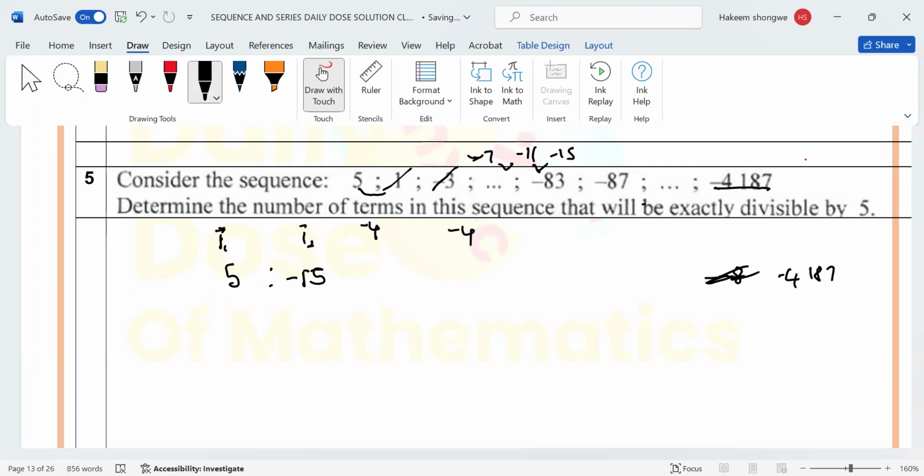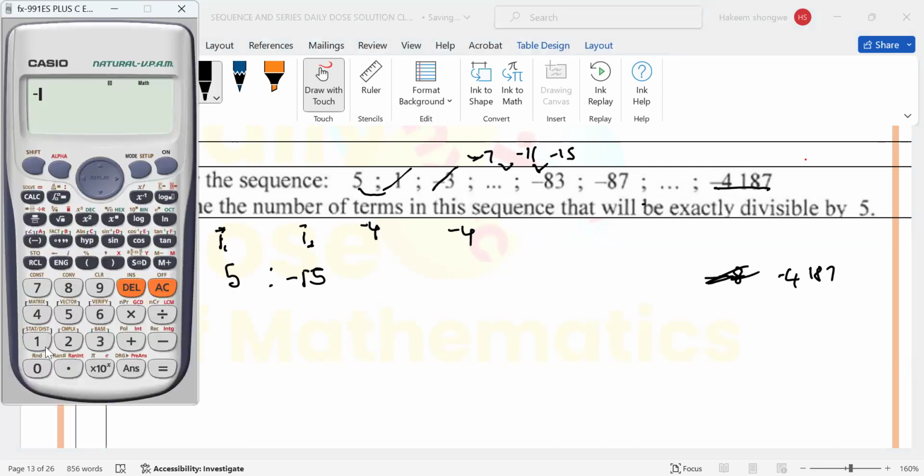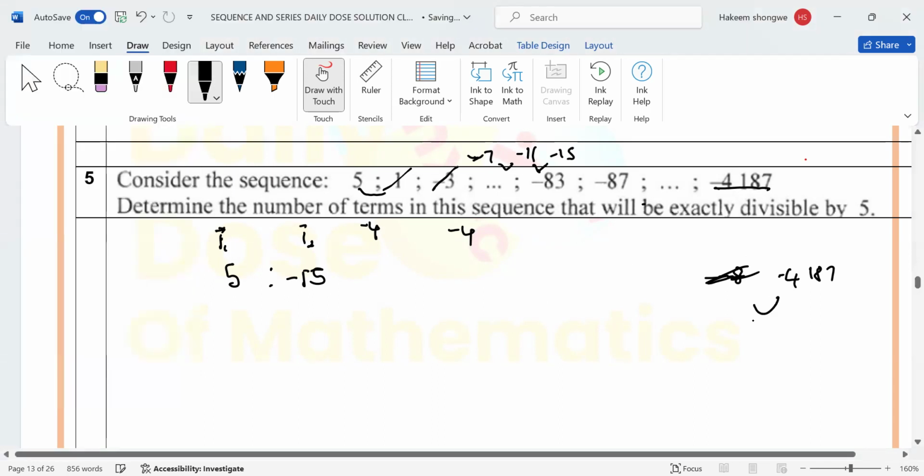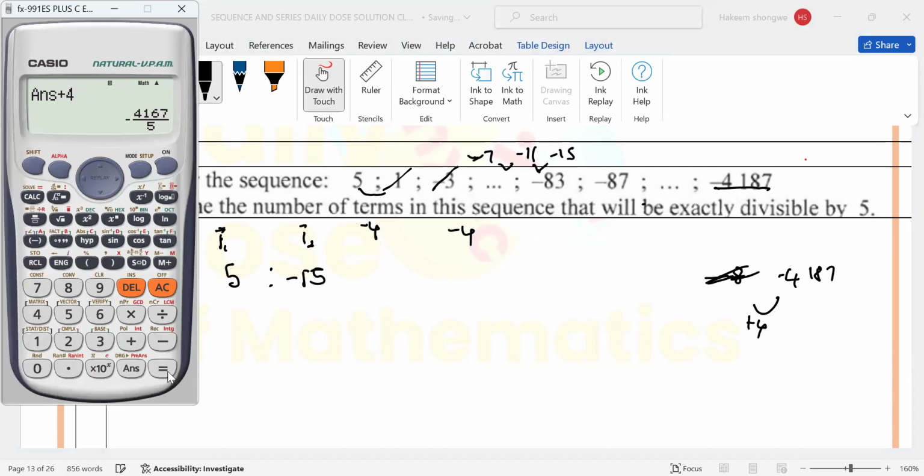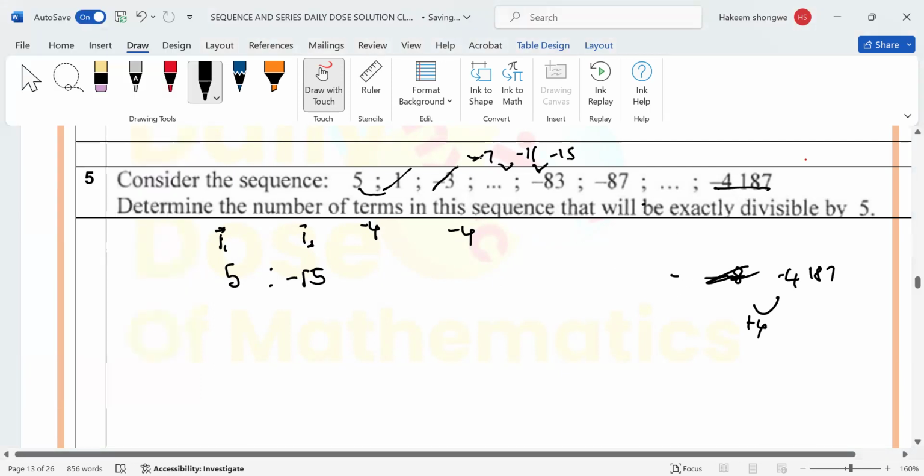How do you know? You come here and do minus 4187 divided by 5. If it gives you a fraction, it is not divisible by 5. So if going forward we subtract, when we go backwards we should add. So you say plus 4. You're going to have minus 4187 plus 4. You divide it by 5 and check whether it is divisible by 5. It's not. After that, you get minus 4183.